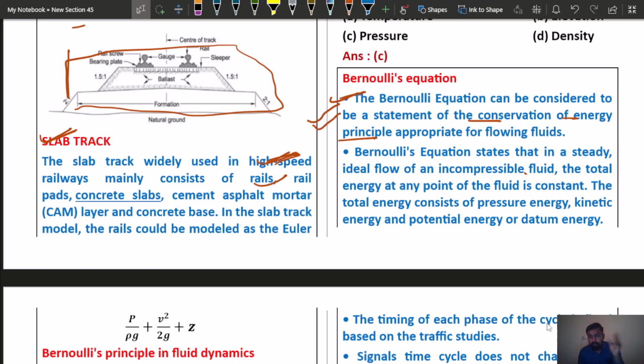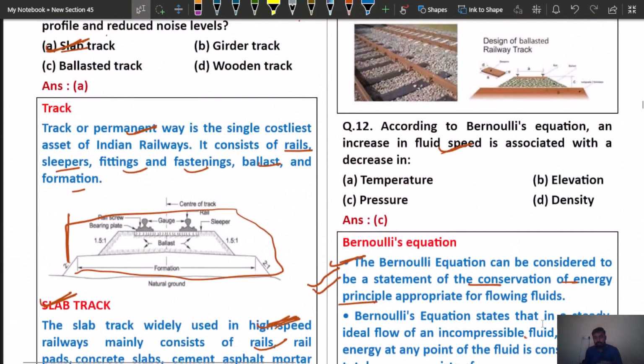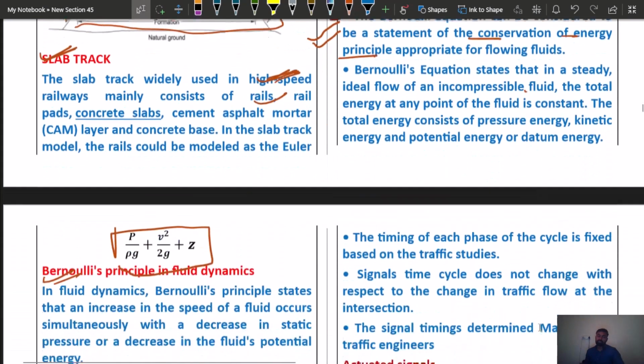This is a pipe. So in this pipe, if the fluid is incompressible and steady flow is happening, at each and every point the total energy will be constant. And this is the formula. This is the Bernoulli equation. In fluid dynamics, Bernoulli's principle states that when the fluid velocity increases, simultaneously static pressure will decrease. So here the speed is increasing, means pressure will decrease. So option C is correct. Now proceeding on next question.